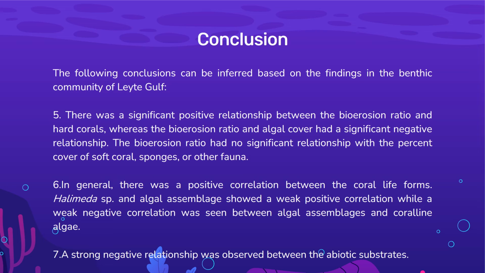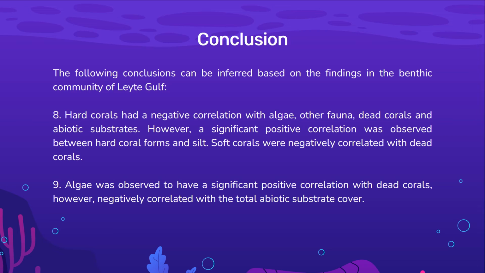Halimeda sp. and algal assemblage showed a weak positive correlation, while a weak negative correlation was seen between algal assemblages and coralline algae. Hard corals had a negative correlation with algae, other fauna, dead corals, and abiotic substrates. However, a significant positive correlation was observed between hard coral forms and silt. Soft corals were negatively correlated with dead corals. Algae was observed to have a significant positive correlation with dead corals, however, negatively correlated with the total abiotic substrate cover.